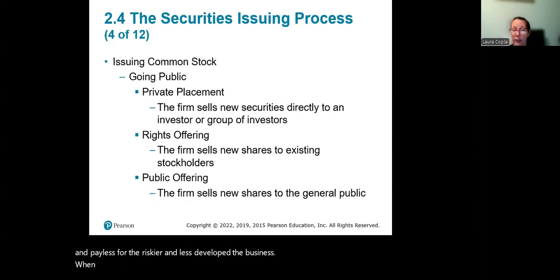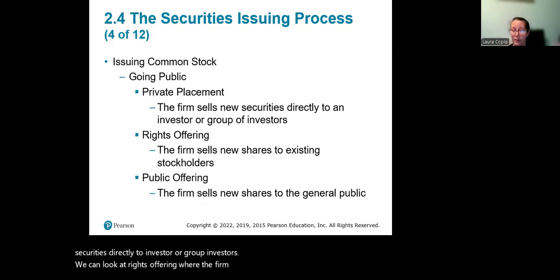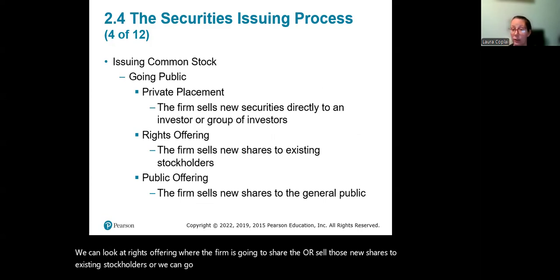When we go public, we can either do a private placement, where our firm sells securities directly to an investor or group of investors. We can look at a rights offering, where the firm sells new shares to existing stockholders, or we can go public, where we sell shares to the general public.